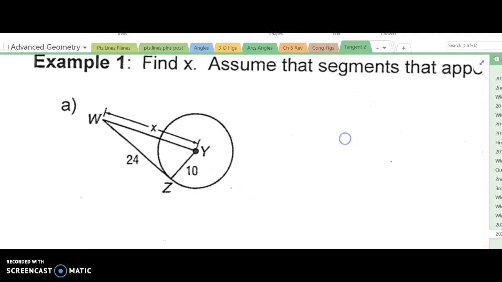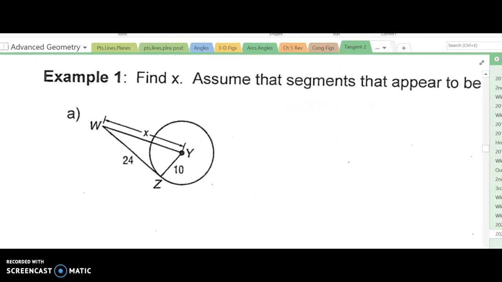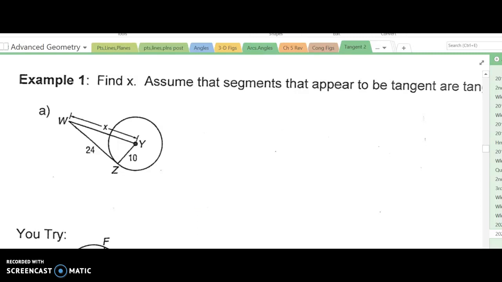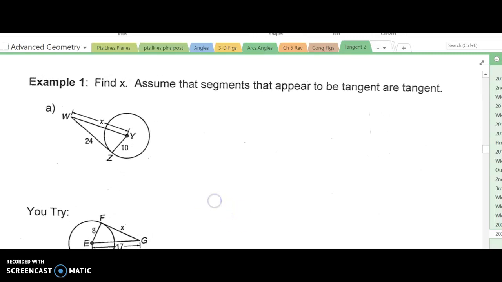Okay, in this next example, find x. Assume that segments that appear to be tangent are tangent. So this is just more applications of the fact that we know the radius, so you want to locate those radii, are perpendicular to the tangent. So here's the line that touches the circle but doesn't go into the circle, so that's your 90-degree angle right there. So the question is, how could we solve for x?